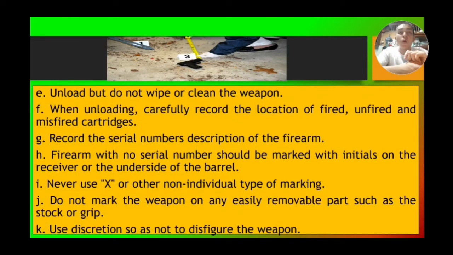E. Unload but do not wipe or clean the weapon. F. When unloading, carefully record the location of fired, unfired, and misfired cartridges. G. Record the serial number and description of the firearm. H. Firearm with no serial number should be marked with initials on the receiver on the underside of the barrel. I. Never use X or other non-individual types of marking. J. Do not mark the weapon on any easily removable part such as the stock or grip. K. Use discretion so as not to disfigure the weapon.